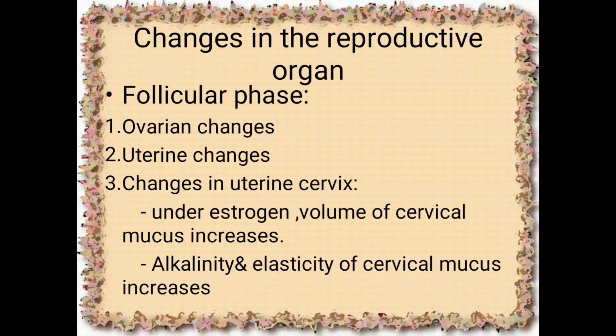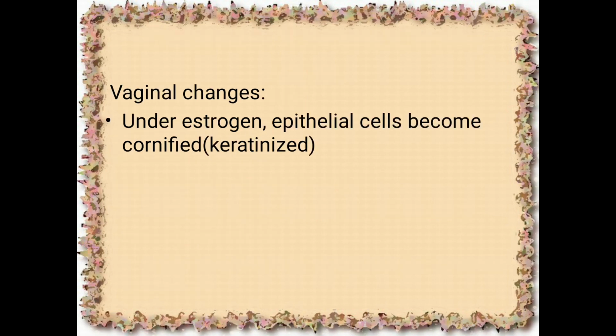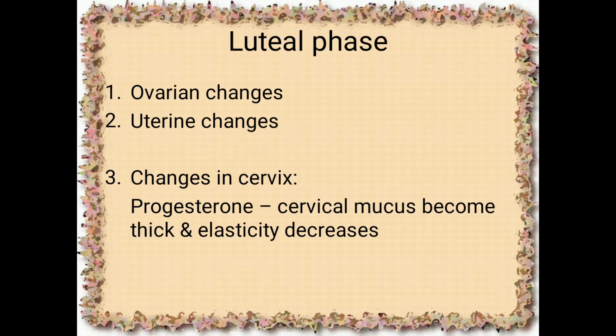Under estrogen, the major hormone in the proliferative phase, the volume of cervical mucus increases, and the alkalinity and elasticity of cervical mucus increase in the follicular phase under the influence of estrogen. So what are the vaginal changes in the follicular phase? Under estrogen, we already saw the epithelium becomes cornified. This we already saw in the beginning itself.